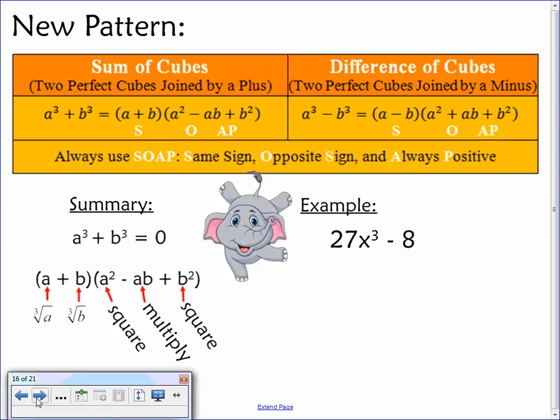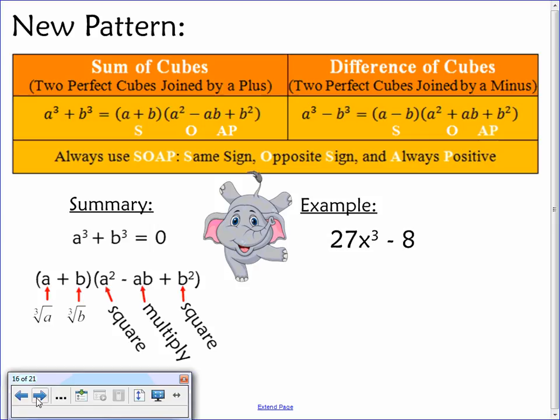Right here, when we set this apart, you're taking the cubed root of both of these numbers in the first parenthesis. I kind of broke it down right here for you. The cubed root of a cubed is just a, and the cubed root of b cubed is b. So the first numbers I'm plugging in here are the cubed roots.